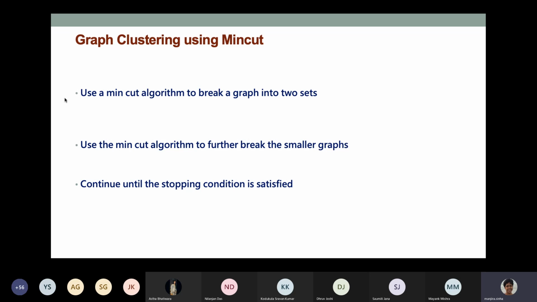So use the min cut algorithm to break a graph into two sets. Use the min cut algorithm to further break them. So just let me take one. So how do we do clustering?